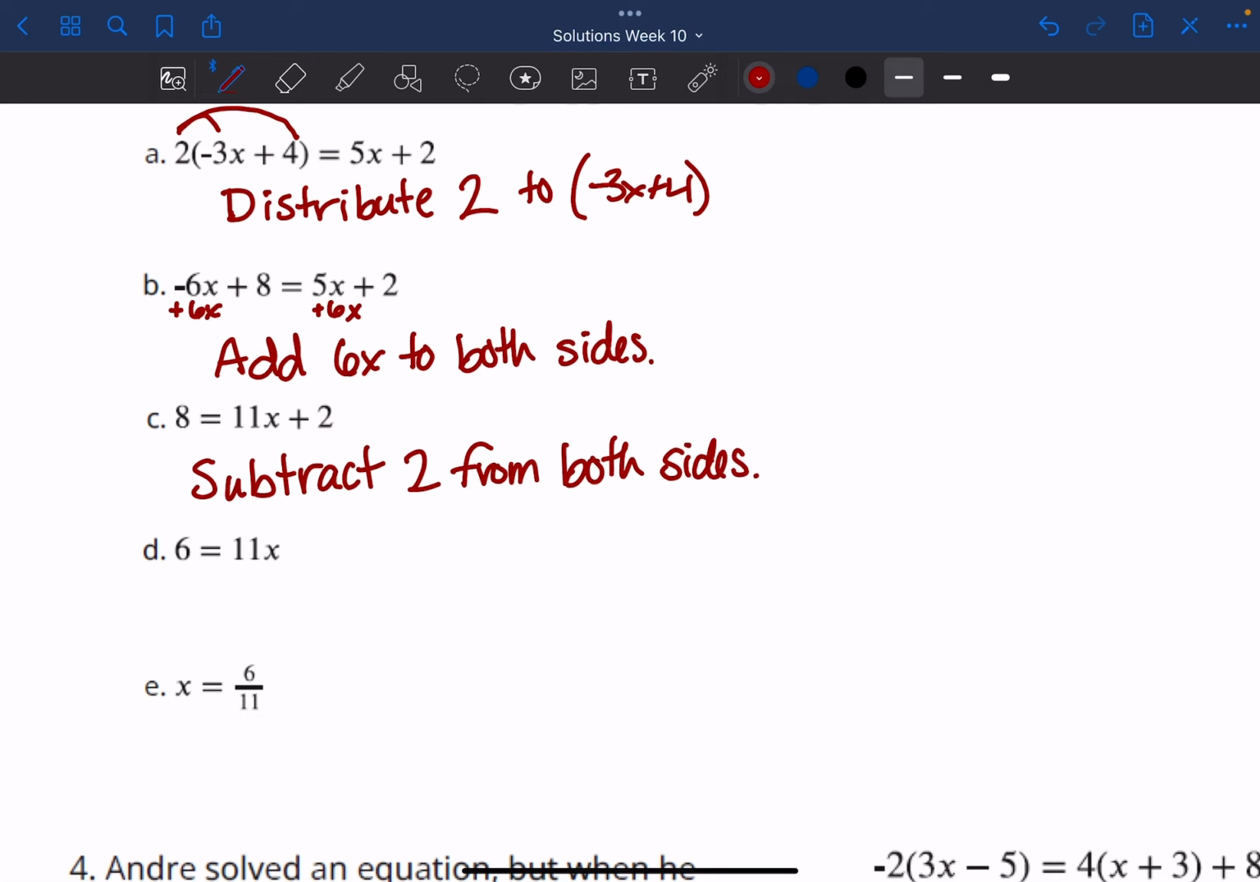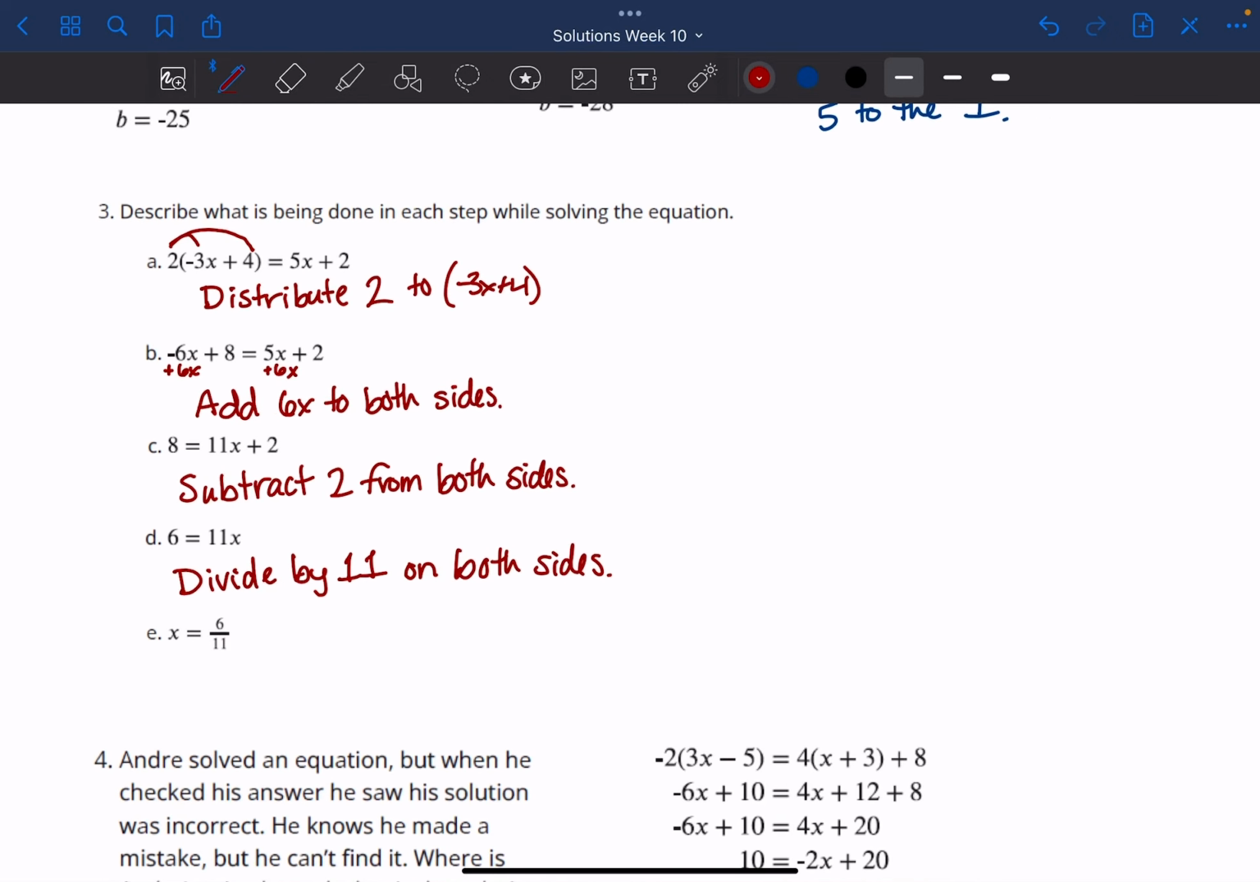Okay, and I think we only have one step left really, which is taking that 11 and getting rid of it. So we actually just have x left over. So in order to do that, they need to divide by 11 on both sides. And that's what's being done in each step.